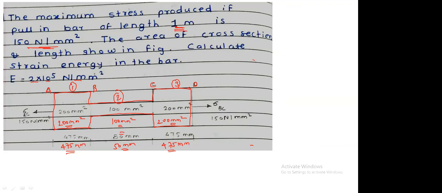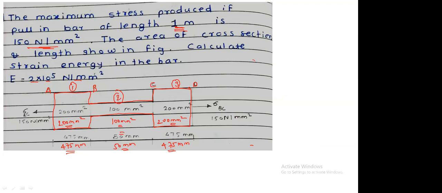And very important dimensions they have represented in the figure, that is the cross-sectional area and the length of each section. Okay, so these are the given parameters, and what they have asked is to calculate the total strain energy in the bar. What is our requirement? We have to calculate the total strain energy stored in the bar. That means we have to calculate the strain energy in section number 1, in section number 2, and in section number 3.